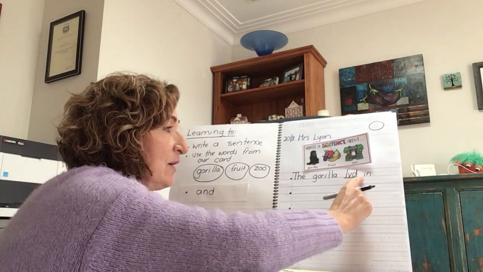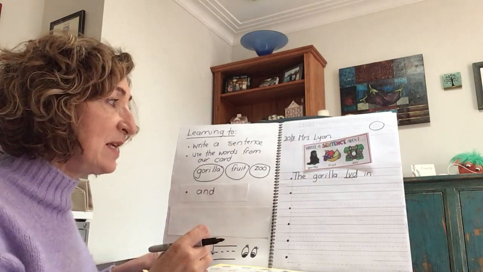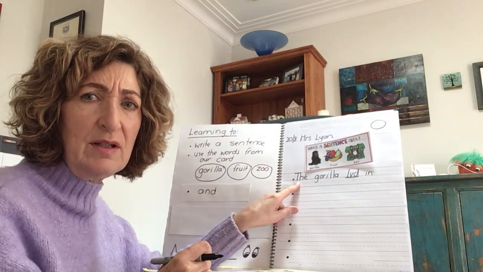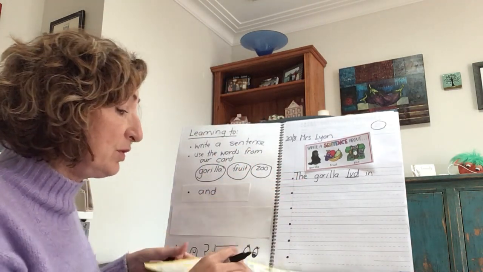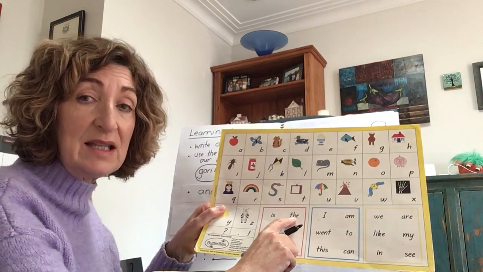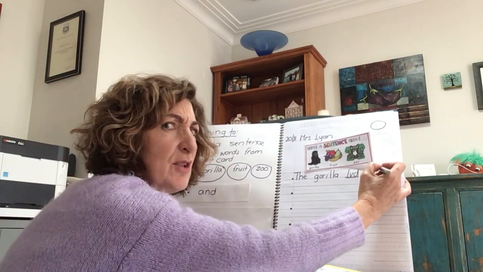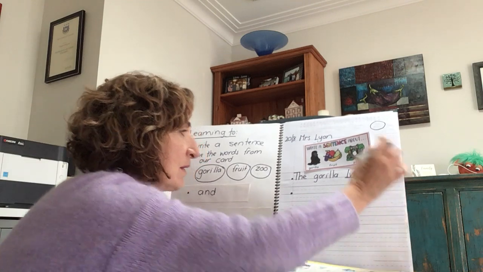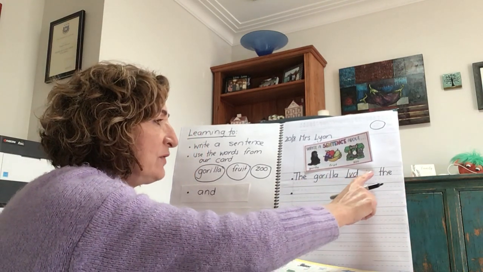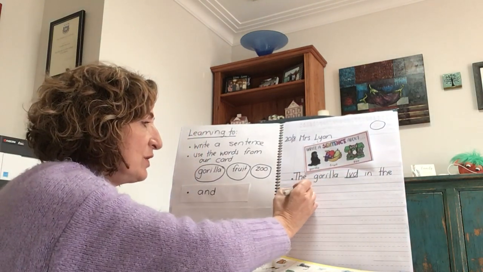The gorilla lived in. The next word is the. I've already used that word, but this time I don't need a capital letter. I just need to write the word from my word card exactly how it is. Because we don't do capital letters in the middle of sentences. The gorilla lived in the, there's my last word, zoo.